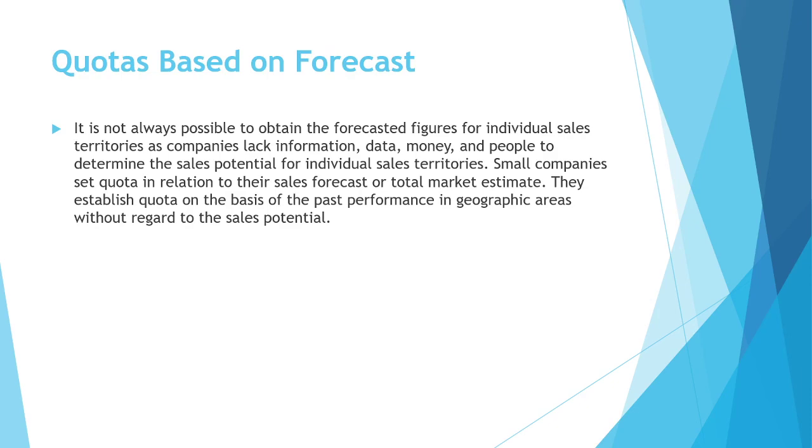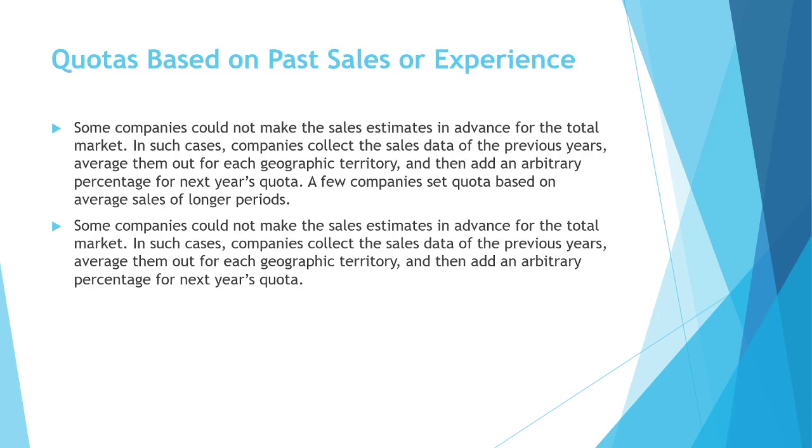Quotas based on forecast. It is not always possible to obtain the forecasted figures for individual sales territories as companies lack information, data, money, and people to determine the sales potential for individual sales territories. They establish quota on the basis of the past performance in geographic areas without regard to the sales potential.